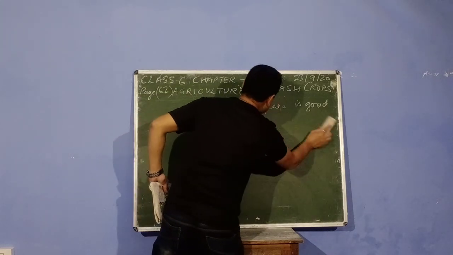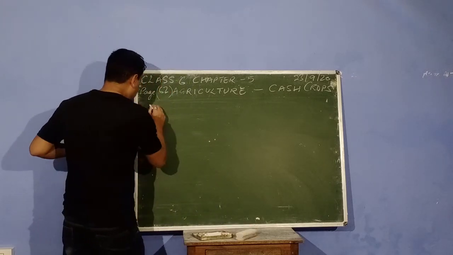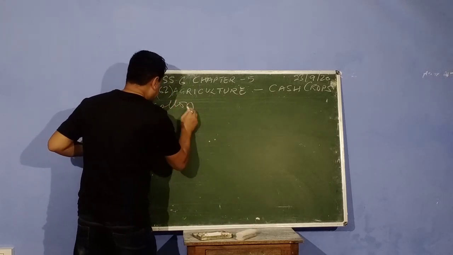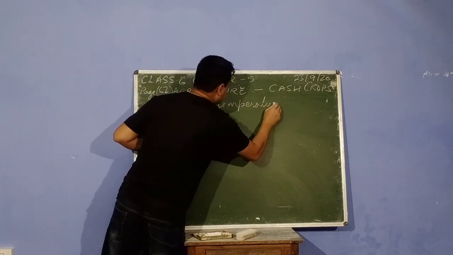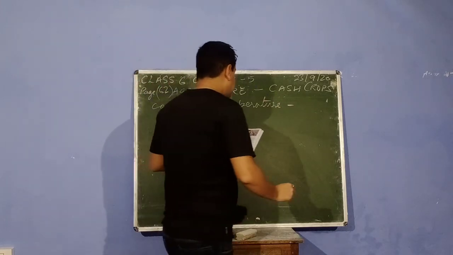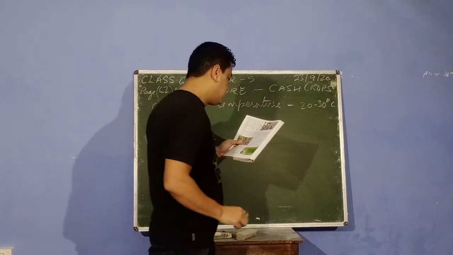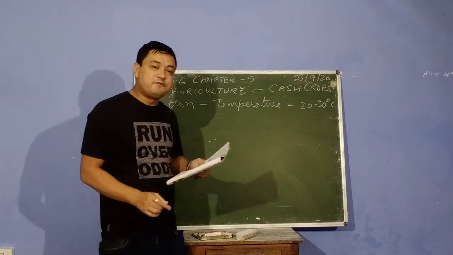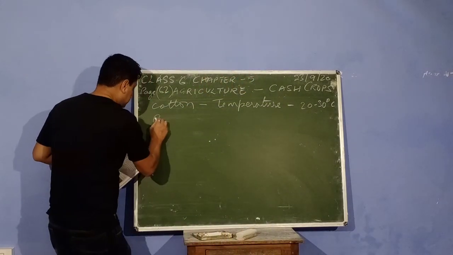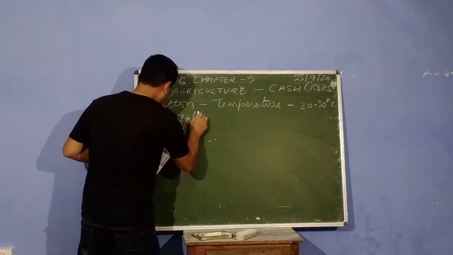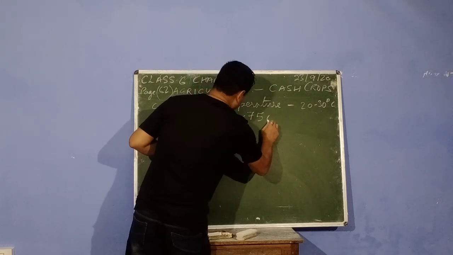Now we are studying the growing process and the conditions needed for growing cotton. Now, what kind of temperature does cotton need? It needs around 20 to 30 degrees Celsius, with plenty of sunshine during the growing period. What kind of rainfall does cotton need? Around 50 to 75 centimeters of rainfall.